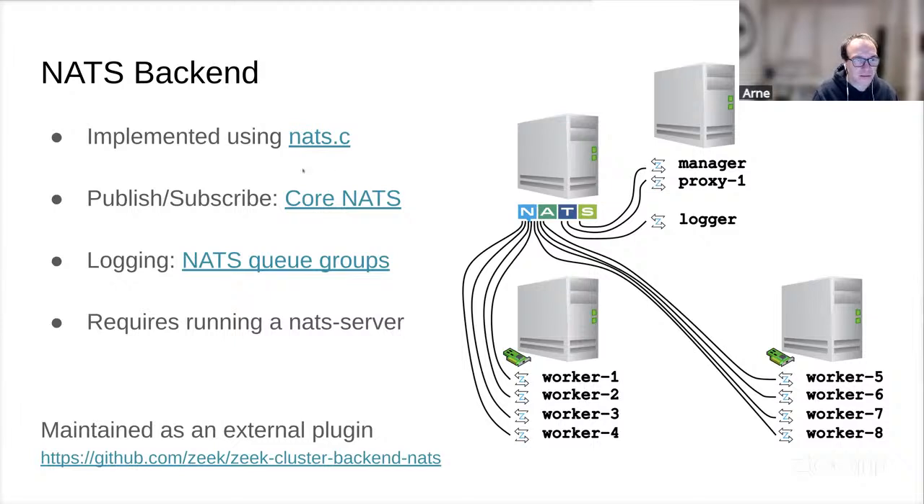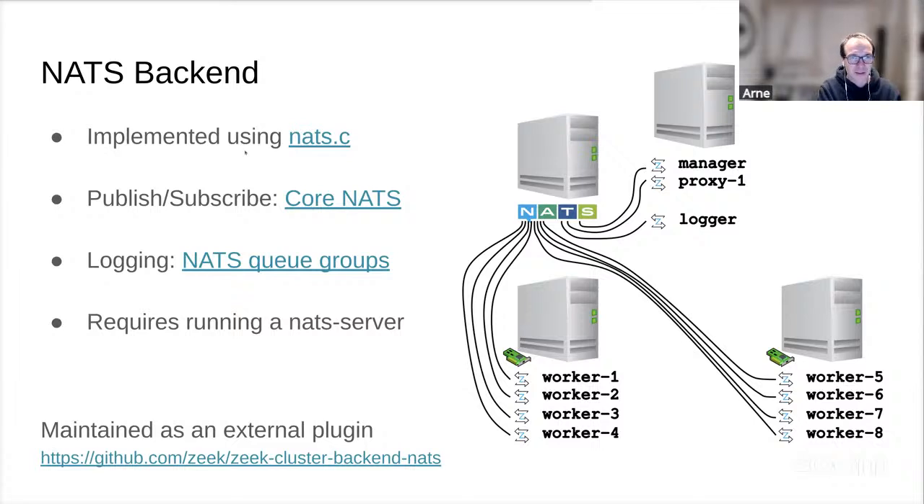This is using the official NATS C library, and for the publish subscribe functionality, using just core NATS. NATS also provides persistence with the JetStream extension, but for Zeek's use case, the core NATS is sufficient. And then in the diagram on the right side, you see that all of the clusters just connect to NATS and set up subscriptions on the NATS server directly.